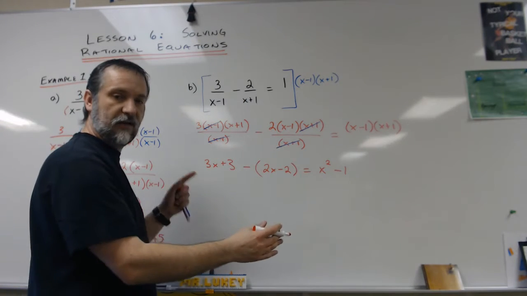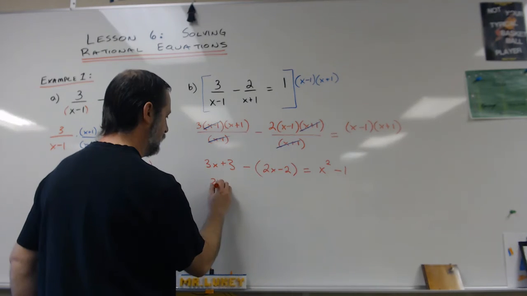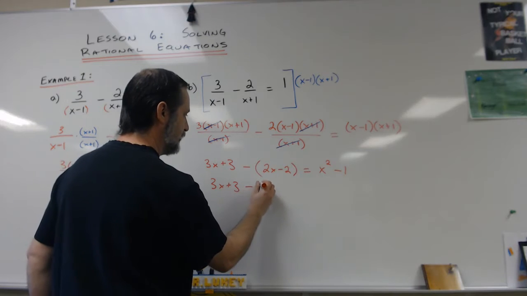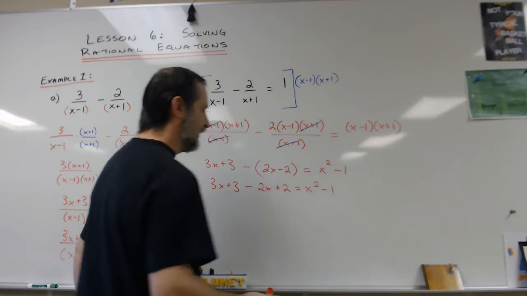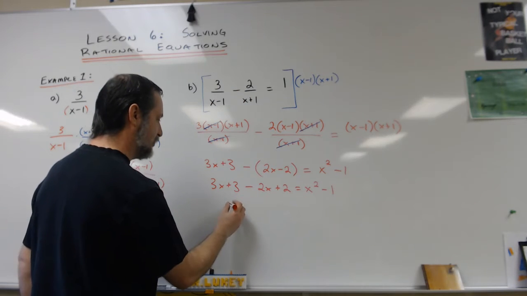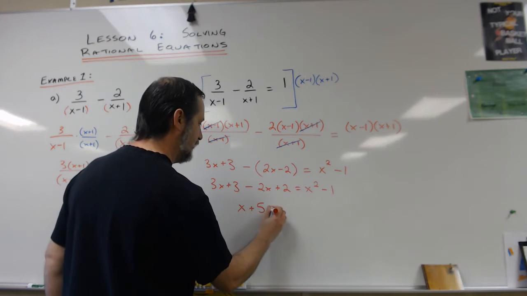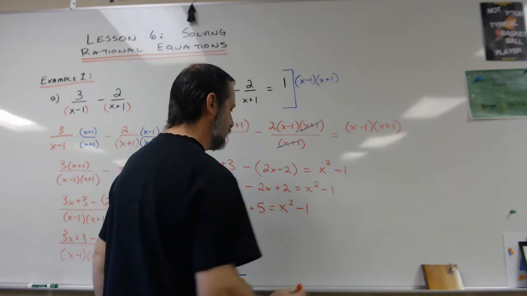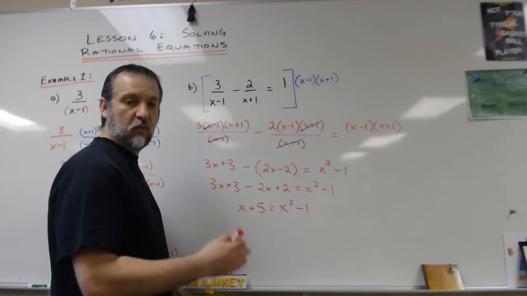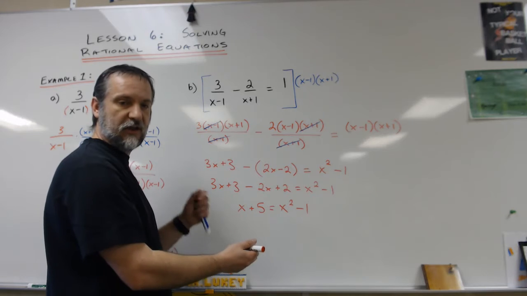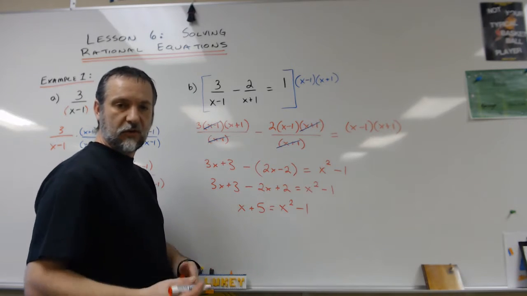So now I got everything, and now I can start solving for x. So 3x plus 3 minus 2x plus 2 equals x squared minus 1. Collect my like terms. 3x subtract 2x, x. 3 and 2, plus 5 equals x squared minus 1. And now we're going back again to what we were doing with our quadratics. We want to solve for what x is. Let's make the entire equation equal to 0, and then we can solve for x using our quadratics.